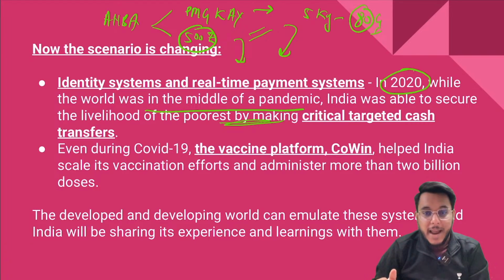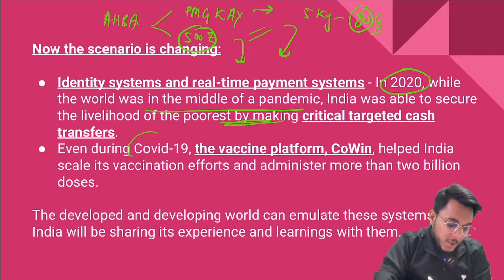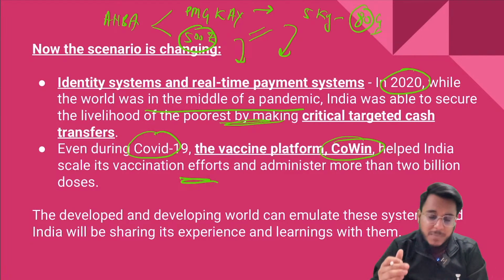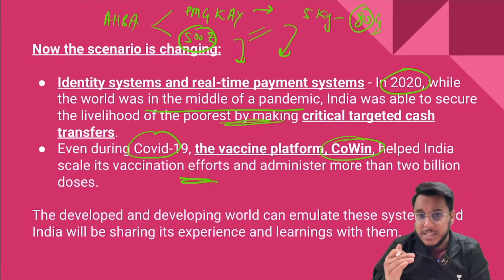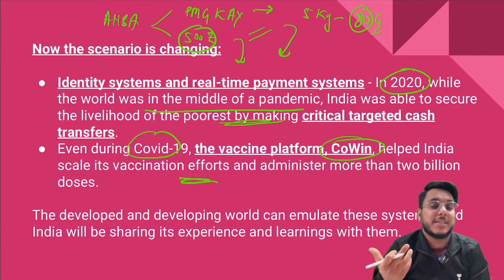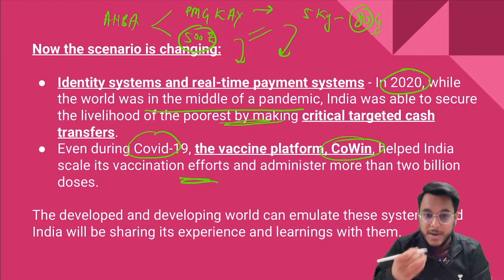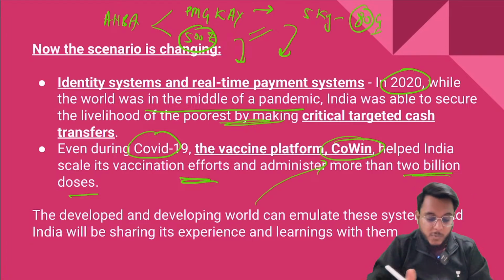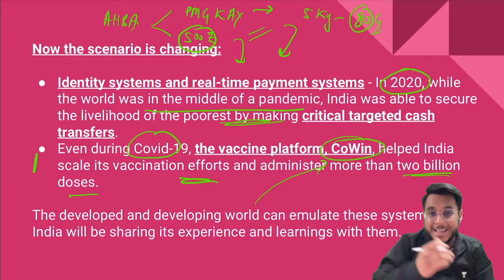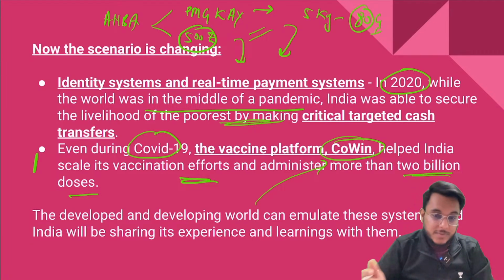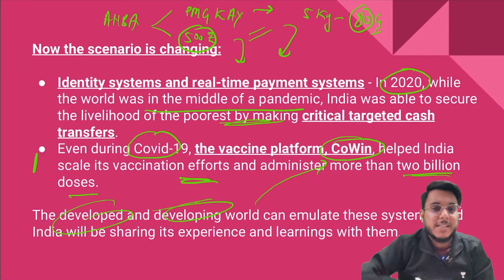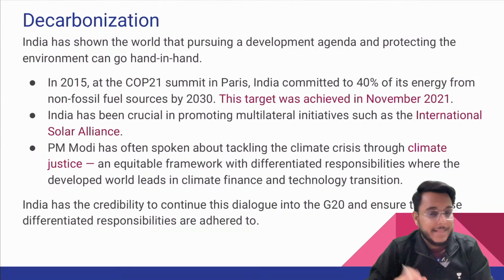Moreover, during COVID-19, the vaccine platform CoWIN also helped India scale vaccination, and helped track people and their vaccination status while we were providing multiple vaccines. This made it possible to give 2 billion doses to the people. So it is also an example of India's digitalization. In this, both developed and developing countries can learn from India's systems and implement such things in their own countries.